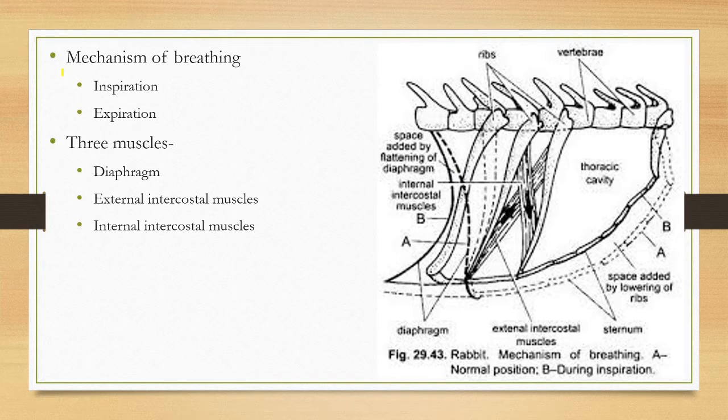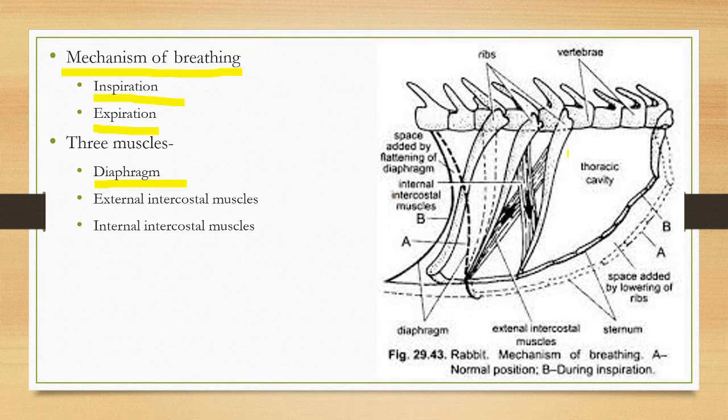Now the mechanism of respiration or the mechanism of breathing. There are two processes. One is called inspiration, the second one is called expiration. Inspiration means breathing in. Expiration is breathing out. So what are the muscles that help in the breathing process? There are three muscles. One is called the diaphragm, which is the muscle that separates the abdominal cavity and thoracic cavity. External intercostal muscles are there.